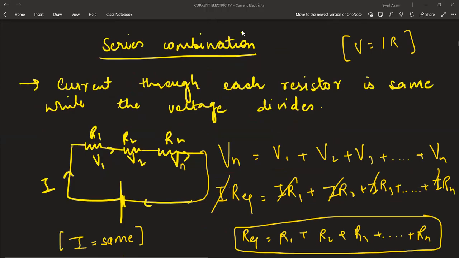Okay, look, this is the series combination. So let's just quickly see the series and parallel combination. That is what is just left.